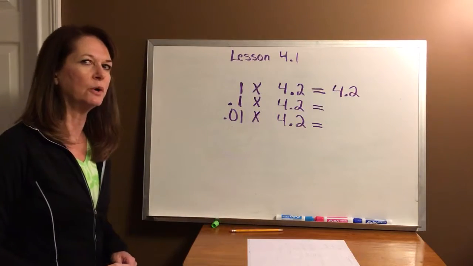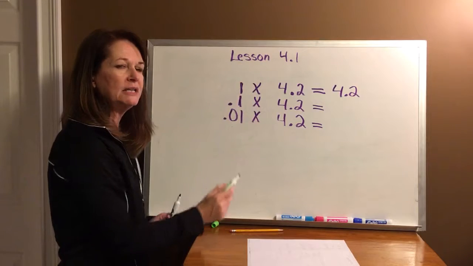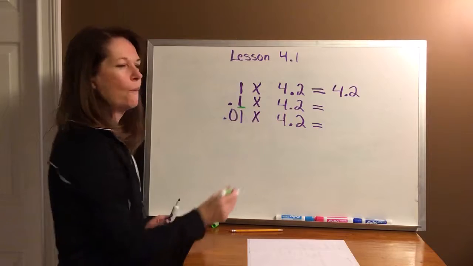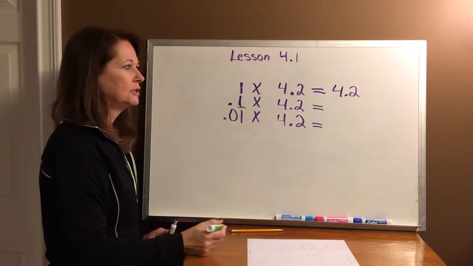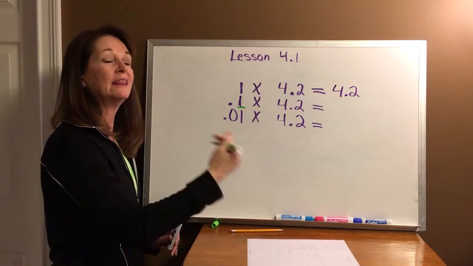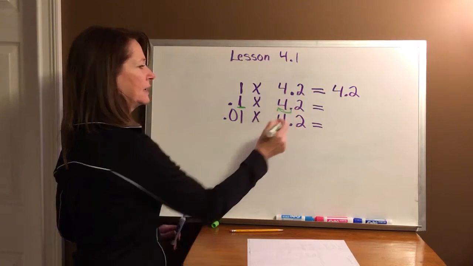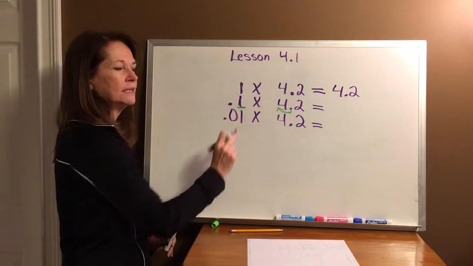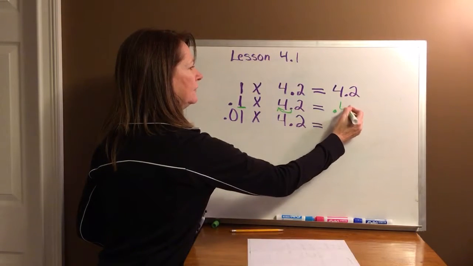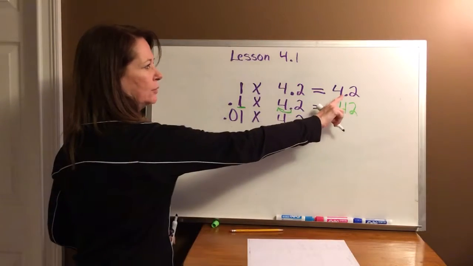So just as before, let's count how many digits are to the right of the decimal. 1. So we're going to take this and move it. Do you remember which way? Left. We're making a smaller number. So we're going to move it 1 space. And why 1? Because there's 1 digit to the right of the decimal. So our answer will be 42 hundredths. See how it moved?